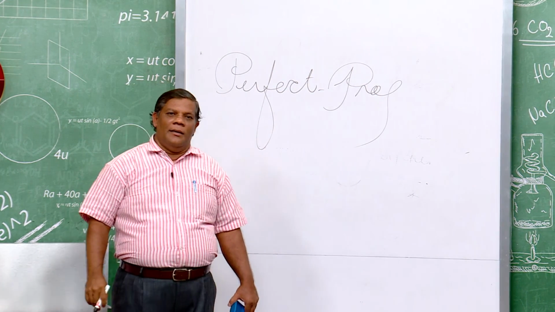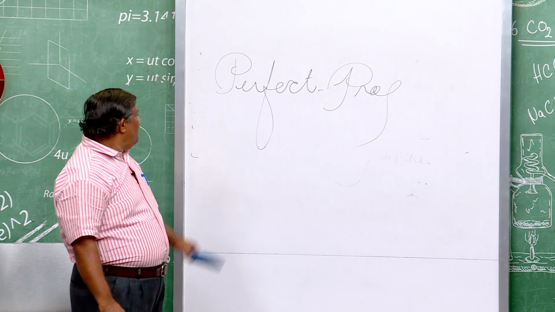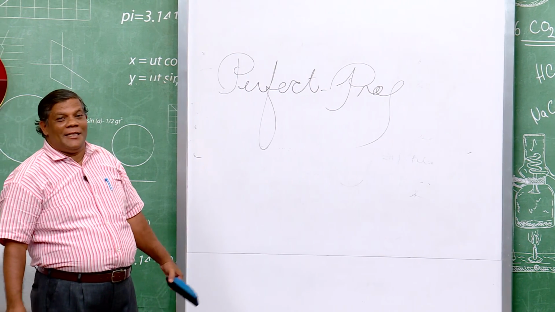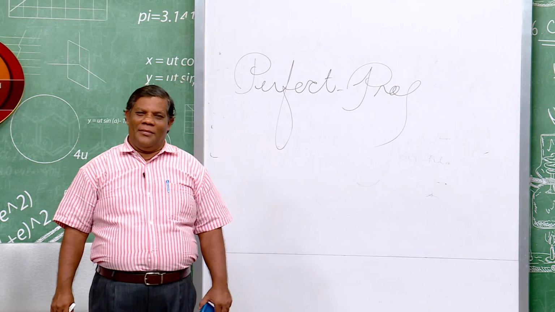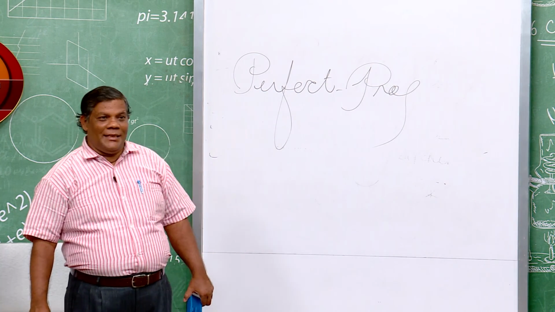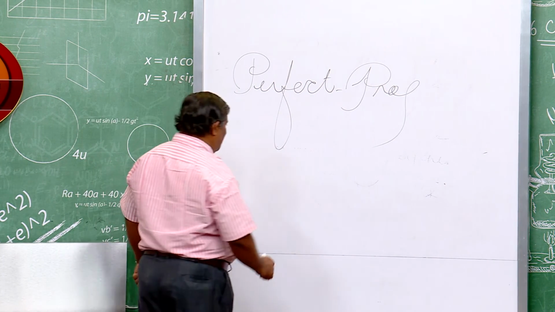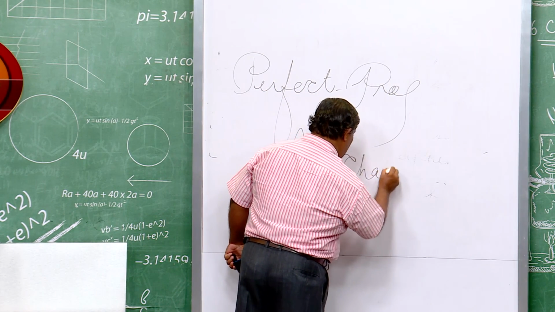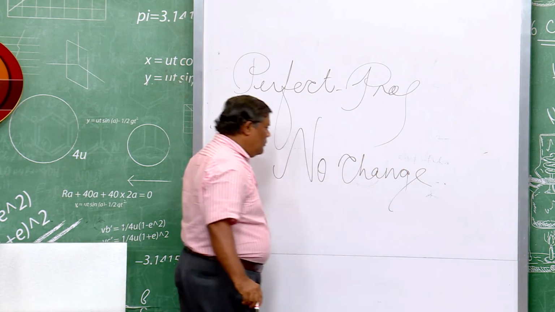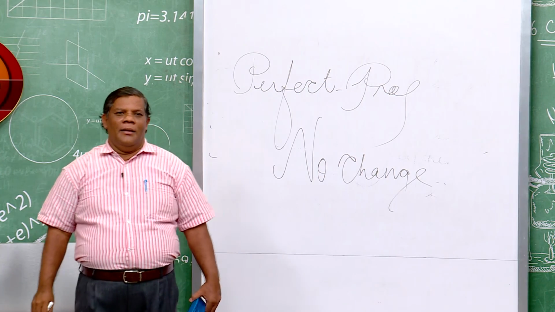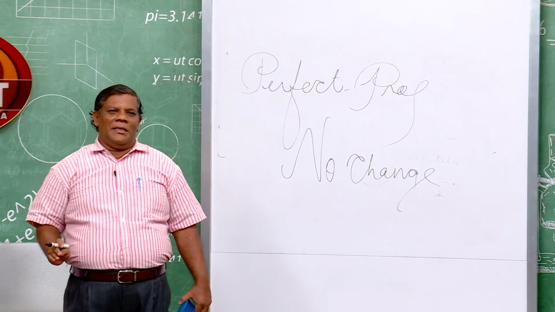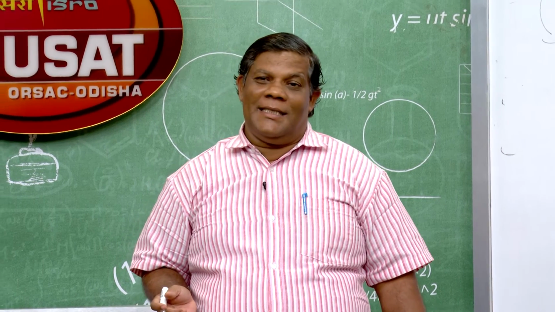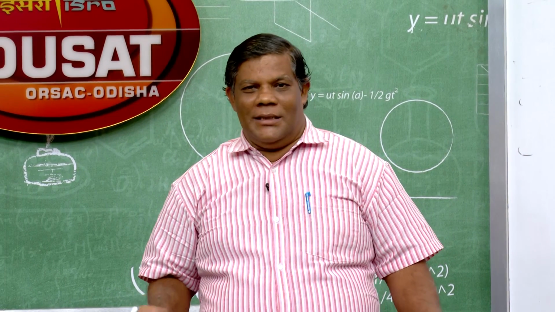How to make perfect progressive form sentences passive? Can you say? The answer is no change. No change. Perfect progressive forms in present tense or in past tense, there is no change.